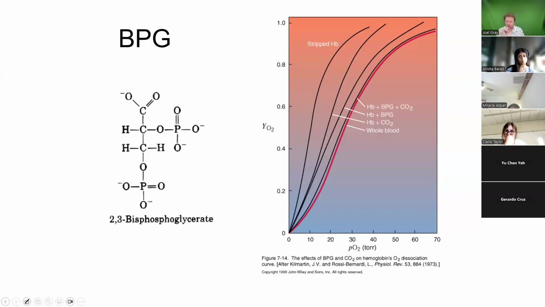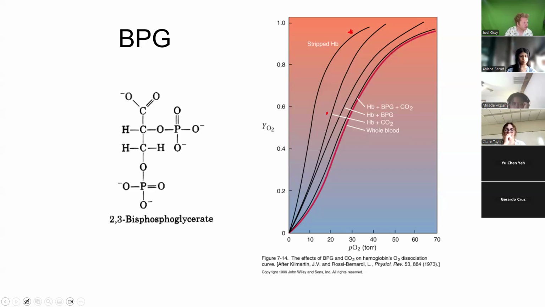But what this right here is showing us is an oxygen binding curve of hemoglobin in a couple of different scenarios. This line right here is stripped hemoglobin. What that means is that it has no heme, it has no iron. How much oxygen is it going to bind? Well, it's about right here. Or sorry, it has heme, it has oxygen, but it doesn't have anything else.